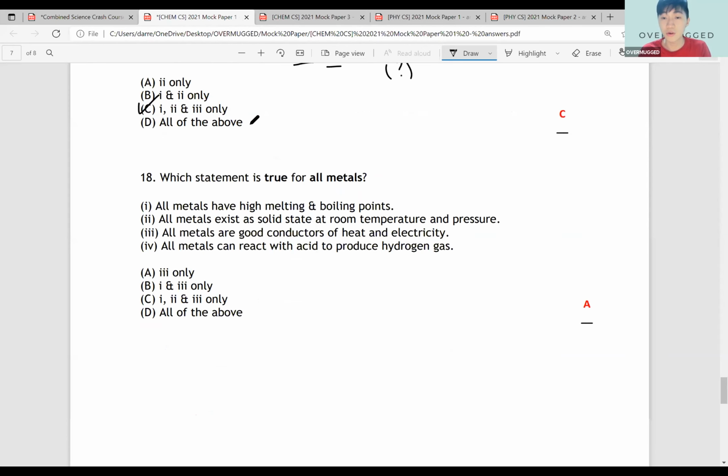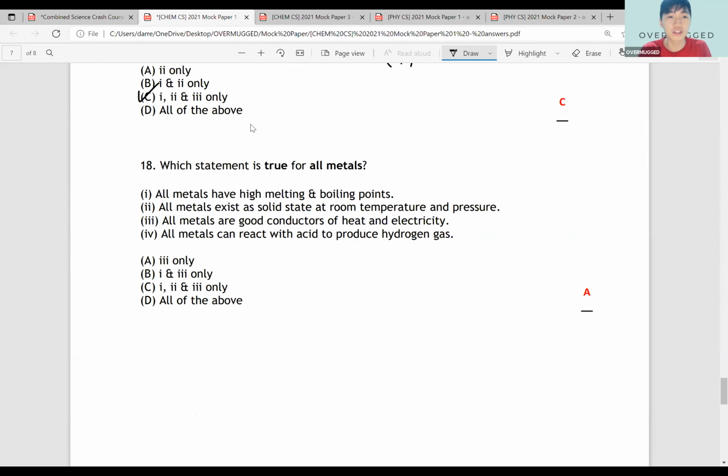Question 18, almost done. Which is true for all metals? Do all metals have a high melting and boiling point? This is not true because group 1 metals and also mercury have a low melting and boiling point. So this is not true. Not all. Most metals have a high melting and boiling point.